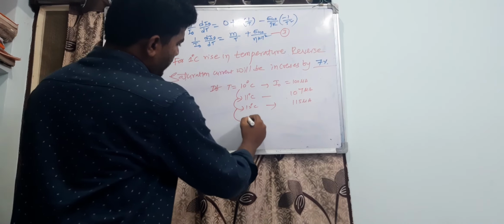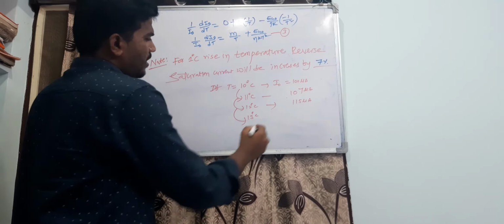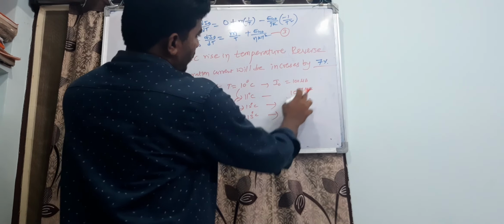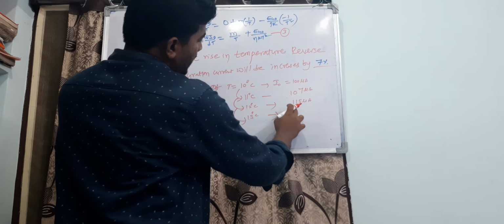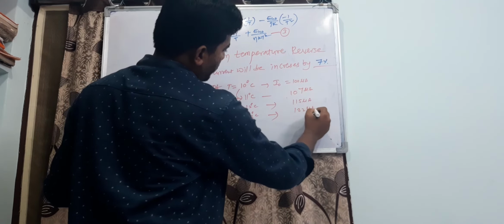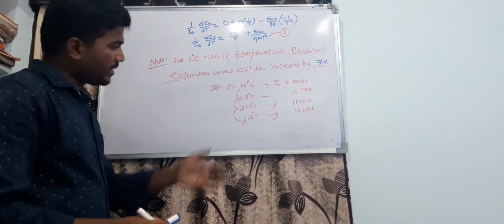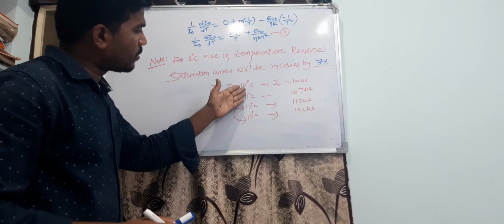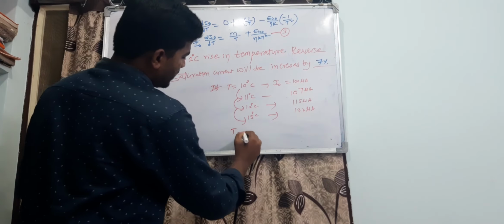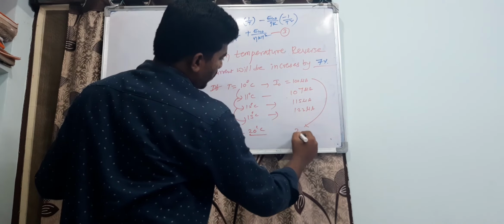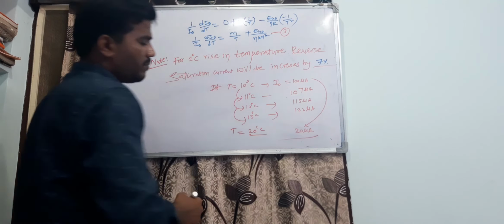If I increase the temperature to 13 degrees centigrade, this value will be again this. What is 7 percent of 115? Again almost it will increase by 7, which means 122 microamps. Like this way, if I increase 1 degree centigrade up to 10 degrees centigrade, that is T is equal to 20 degrees centigrade, this may become 20 microamps. If you see here.